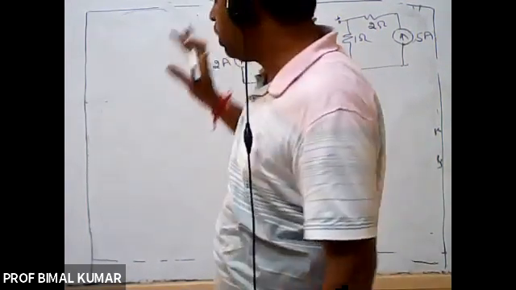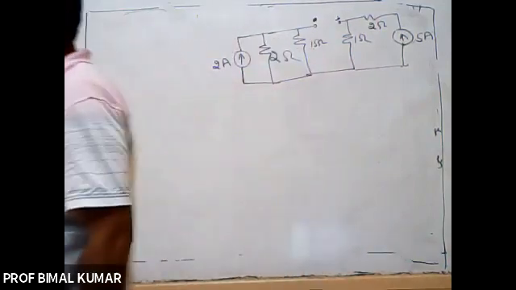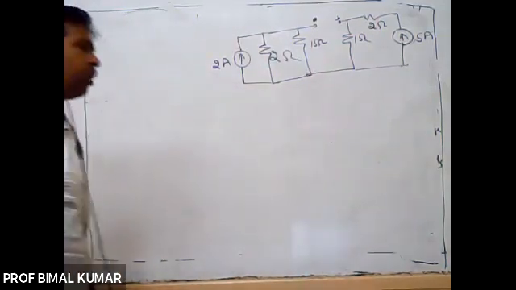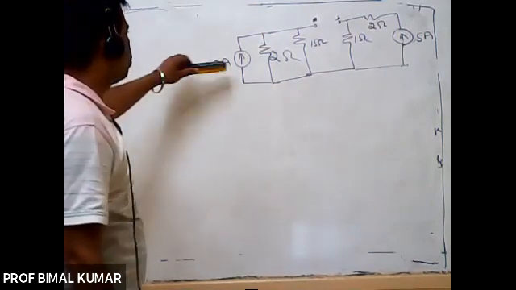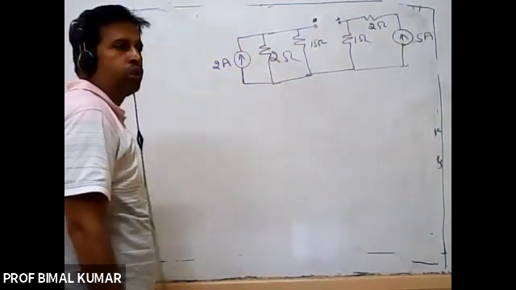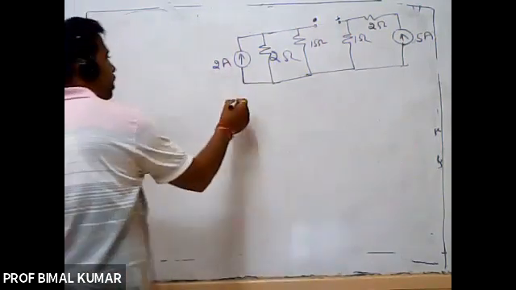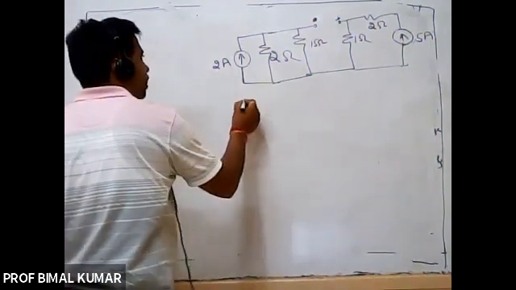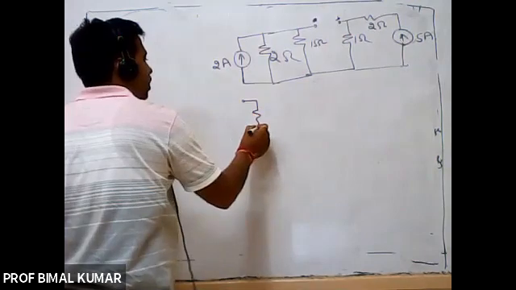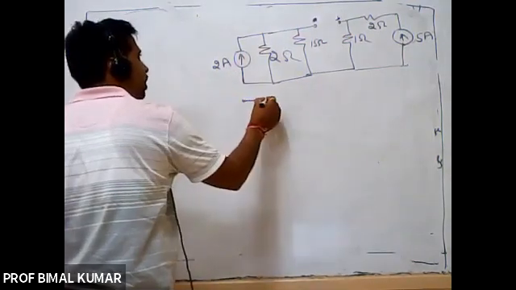Open circuit all the current sources and short circuit all the voltage sources. So here there will be two current sources, no voltage source, right? So this will be open circuit. After second step, this is your network. This current source will be open circuit.